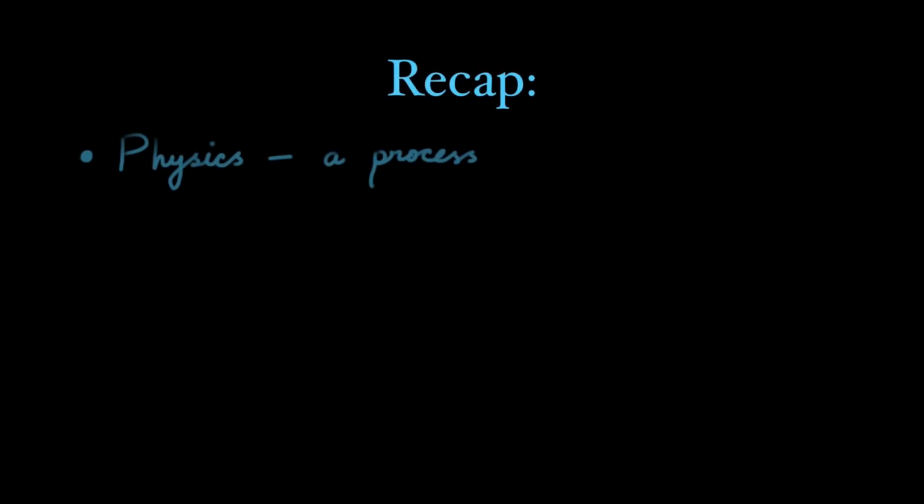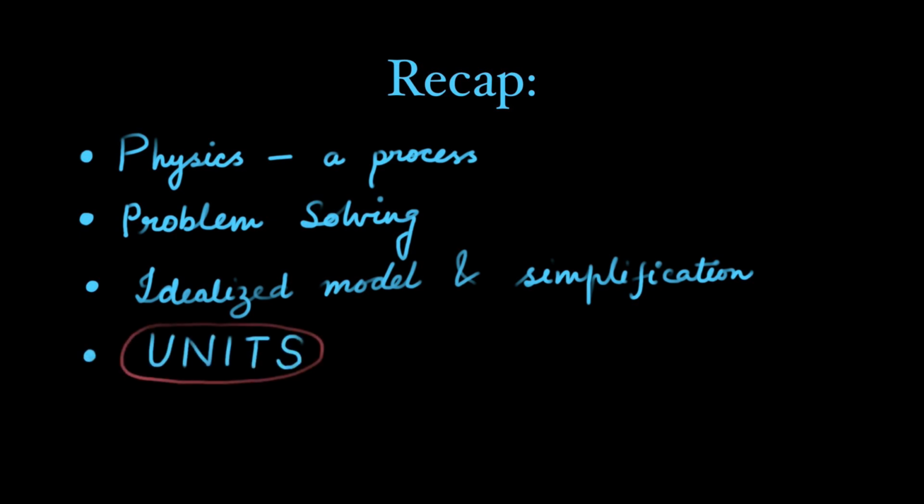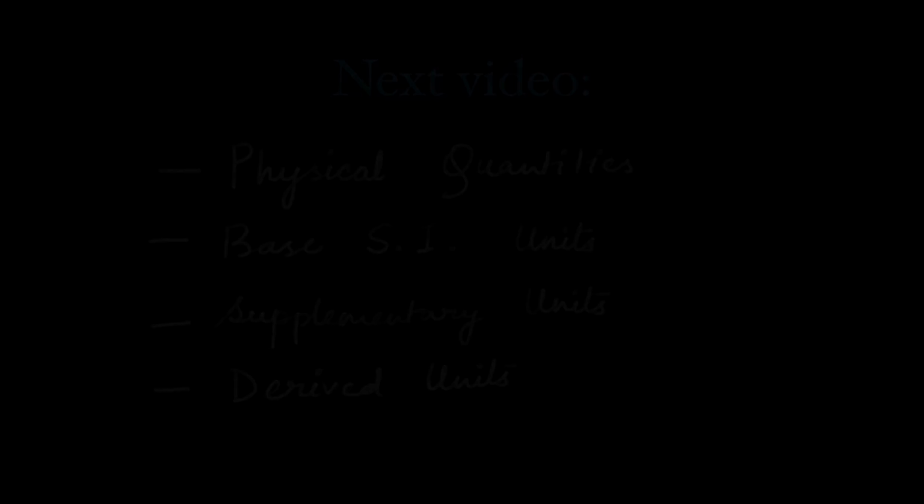So in this video so far, we have seen why physics is a process, not just a body of knowledge, how problem solving is both the method and the outcome, why simplification through idealized models is essential, and finally, why units are the scaffolding of everything we find in physics. In the next video, we'll begin our exploration of physical quantities, the 7 base SI units, supplementary units like solid angles, and how all other physical quantities can be derived from these.